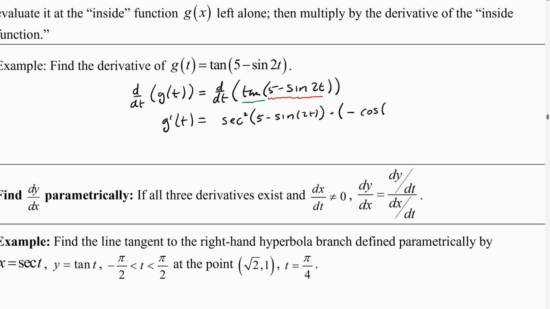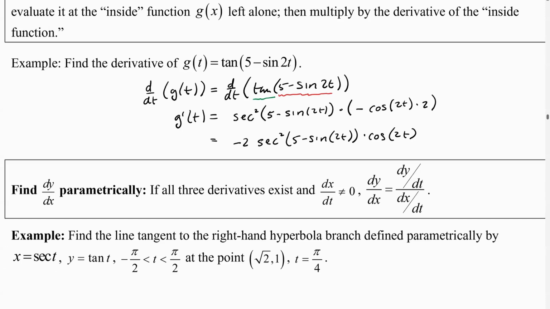Oh, wait, the derivative of sine of 2t, that in itself is a composite function. Derivative of the outside, cosine, leave the inside the same. And then follow that up with the derivative of the inside. And again, maybe we clean that up a little bit. Negative 2 secant squared of 5 minus sine of 2t times cosine 2t. And that's a perfectly legitimate answer.